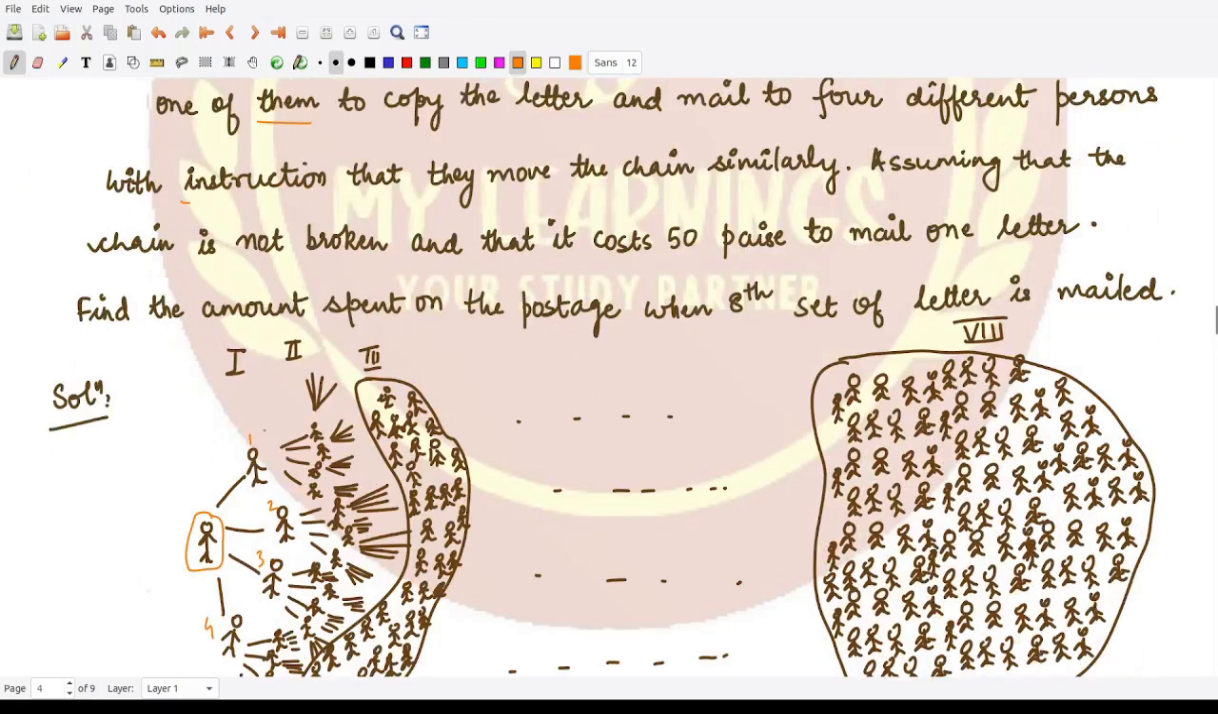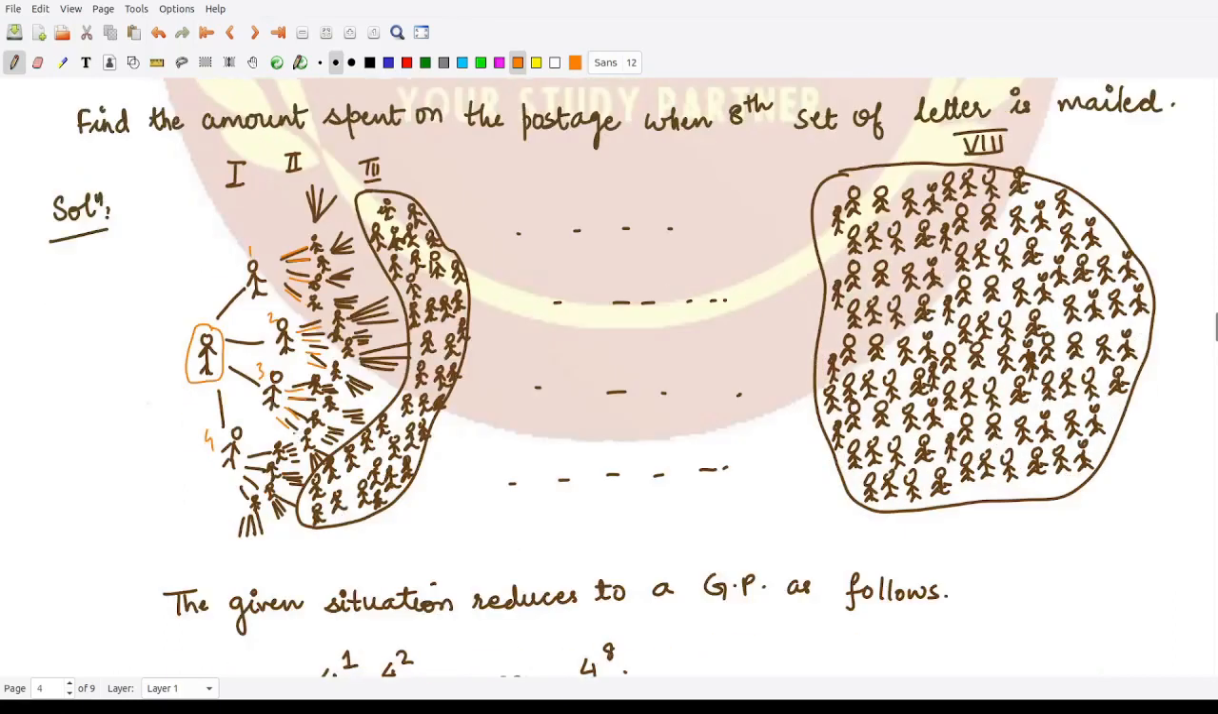So that means each of his friends then again mails to 4 other people which are in his contact, correct? So here we give the instruction to each one of these people that they will again forward it to 4 people they know, correct? So that means, you see, in the third set we have a lot of people here, each corresponding to 4 of the earlier, right?